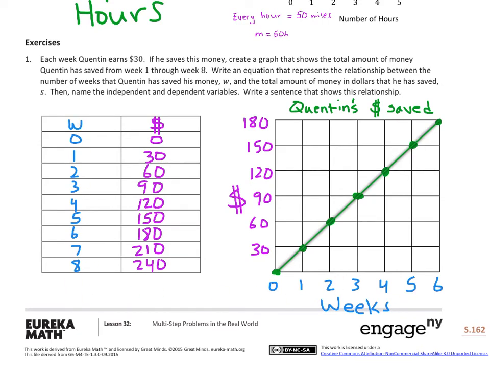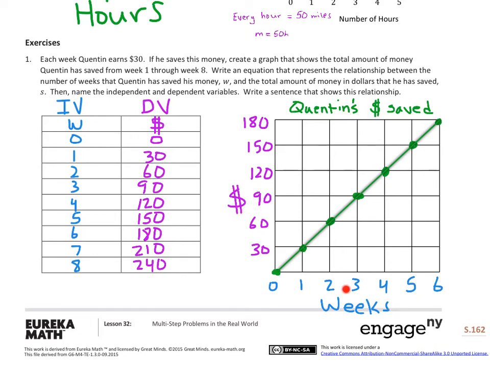The independent variable is going to be my X, and the dependent variable, the outcome of what I get, is going to be my Y. So this right here is what I'm getting out of the whole situation, after I multiply my weeks times 30, which I got from the problem. And so that is dependent upon the weeks. The weeks is the input and is my independent variable. So I named it Quentin's Money Saved, and I labeled my weeks and my money.